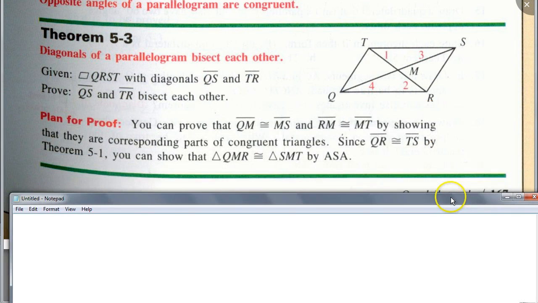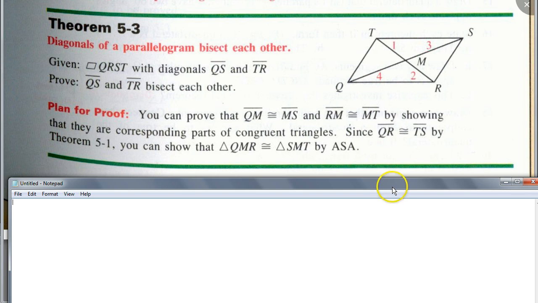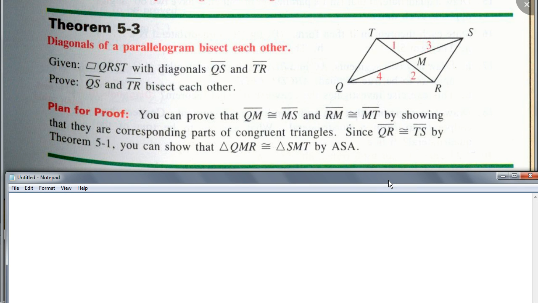Jason, why don't you read this for us and see if it makes sense? This is the summary of what we just did. Go ahead. For the proof, you can prove that QM is congruent to MS and RM is congruent to MT by showing that they are corresponding parts of congruent triangles. Since QR is congruent to TS by theorem 5.1, you can show that triangle QMR is congruent to triangle SMT by angle side angle. Very good.